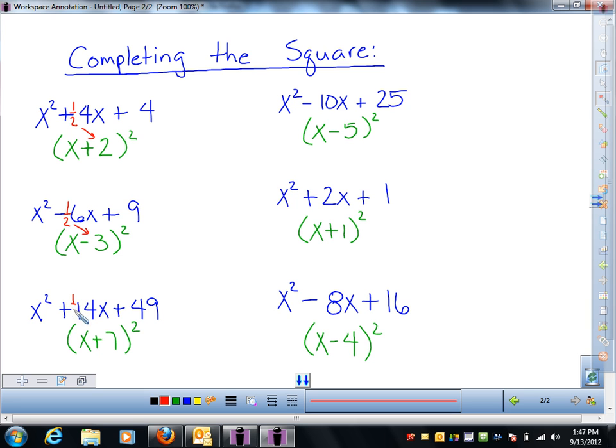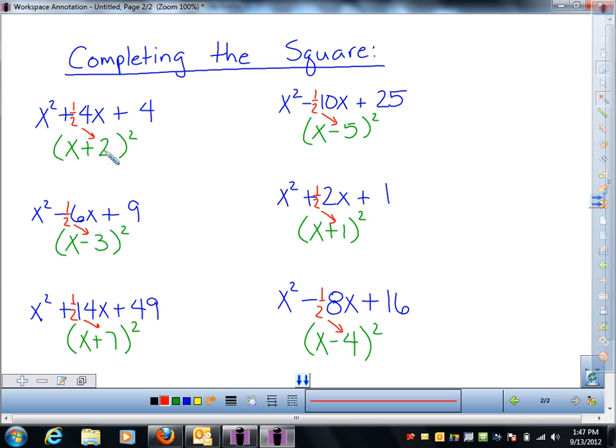If I take half of the 14, I get 7. If I take half of the negative 10, I get negative 5. If I take half of the 2, I get 1. And if I take half of negative 8, I get negative 4. Kind of an interesting phenomenon that happens with these perfect square trinomials, that when we look at their factors, that constant term on the inside is just half of that middle term.